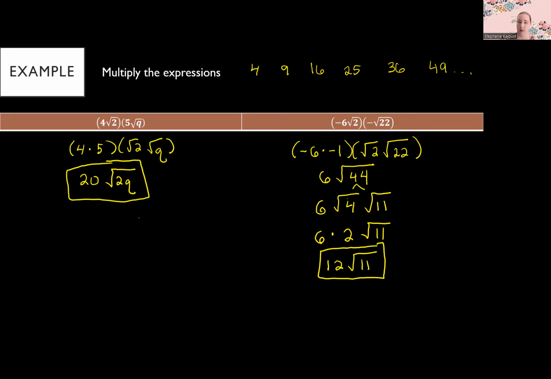So the one on the left, you start out doing the same sort of step, but if you can't simplify in the radical, you're done. But on the right, we could simplify that 44 into 4 times 11. So we can split it up in a different way that allows us to simplify further and get a smaller number inside that radical. Are there any questions?